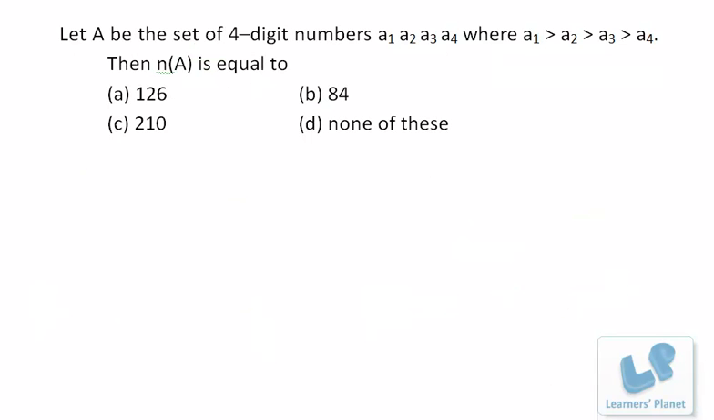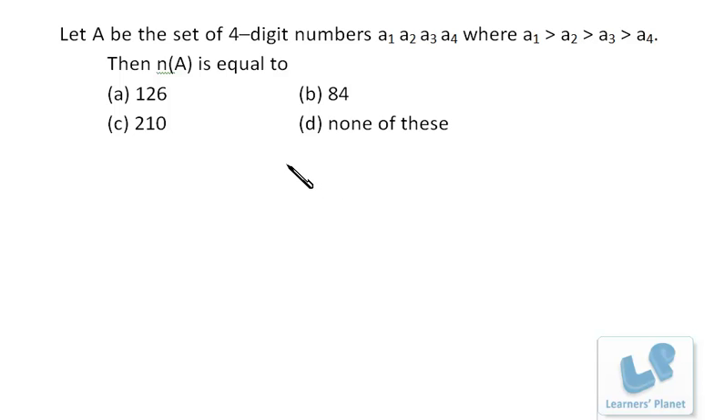Now friends, further we have an interesting problem. Let A be the set of 4-digit numbers A1, A2, A3, A4, where A1 is greater than A2, that is greater than A3, and that is greater than A4. Then N(A) is equal to, that means we have to find the total number of 4-digit numbers when all the digits are in descending order, right? So pretty easy question, but interesting as well.